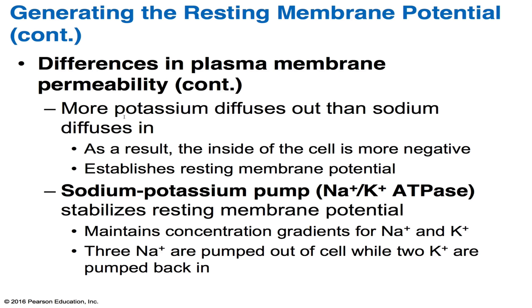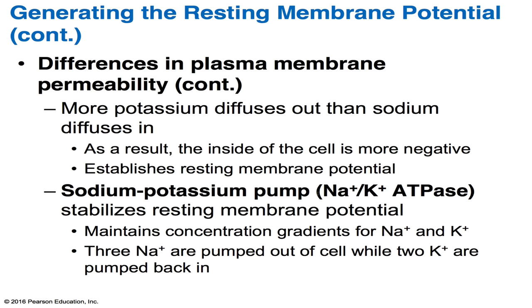Because we have a lot more potassium ions diffusing out of the cell than the tiny amount of sodium ions diffusing into the cell, it results in the inside of the cell being more negative. And this is what establishes the resting membrane potential. Because some potassium is always leaking out of the cell and some sodium is always leaking into the cell, you'd think that after some time, equilibrium would eventually be reached. This does not happen, and the reason is the sodium-potassium pump.